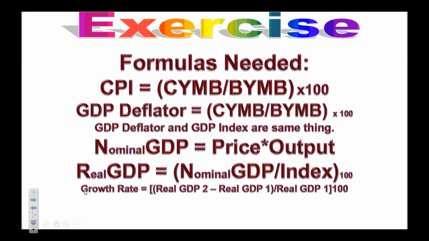Then we're also going to look at growth rate, because real GDP, it's good that we figure that out, but then we also want to know by what percent the economy is either growing or shrinking. And if you'll recall, a 3% growth rate would be considered good. To calculate that, you take the real GDP in your second year, subtract the real GDP from that first year, and then divide by the real GDP in the first year, and then multiply the whole thing by 100.